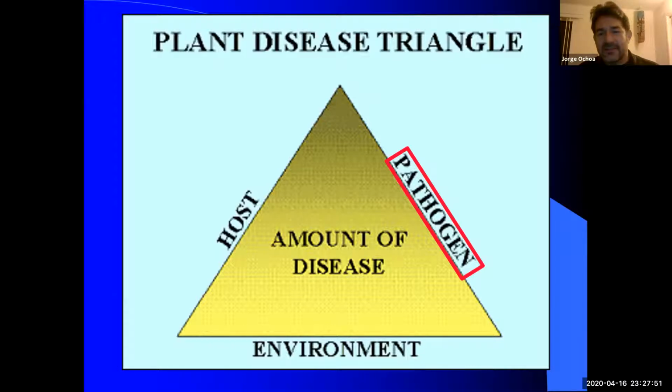So once the pathogen gets introduced, then the pathogen finds the host that is susceptible, and depending on the environment, now we have the complete triangle. Now we have a disease, an epidemic, or some kind of disease development.